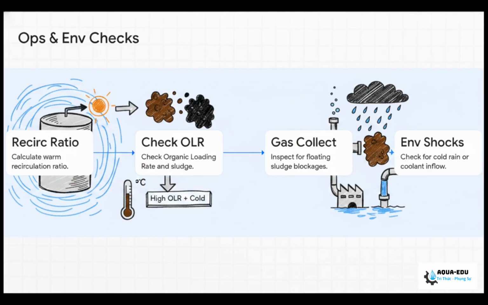Step 7. Inspect your gas collection lines for blockages caused by all that floating sludge we talked about. Finally, Step 8. Check for sudden environmental shocks. Like, did a cold rainstorm flood the storm drains? Or maybe the factory is suddenly dumping cold cooling water into our system. You've got to check the surroundings.